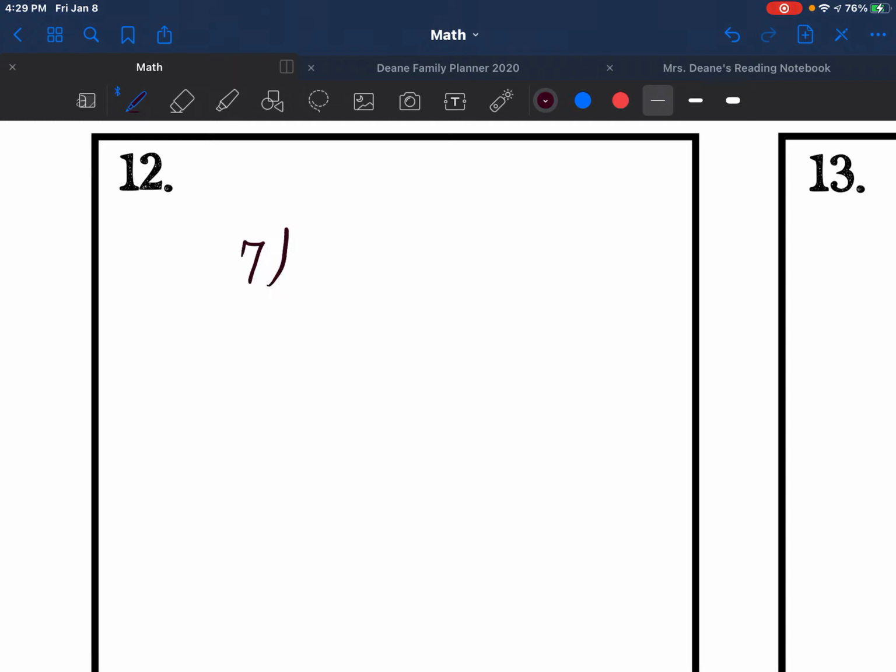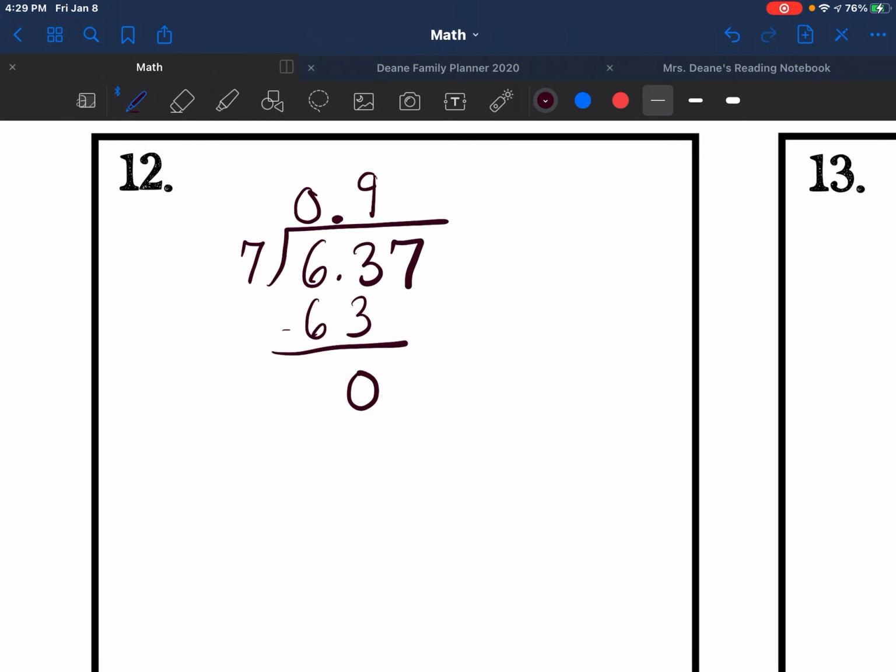So I come here and I set up my problem. I have 7 on the outside, 6 and 37/100ths on the inside. 6 cannot go into 7, so I put a 0, make sure my decimal's in place. 7 times what gets me close to 63? Well, it just so happens that 9 times 7 is 63, and that's 0. Am I done? Nope, gotta bring all my numbers down. So I bring down my 7, 7 times 1 is 7, I subtract, I get a 0.